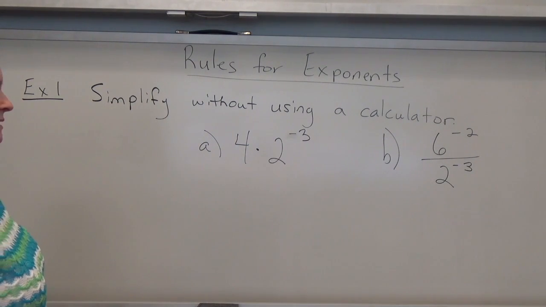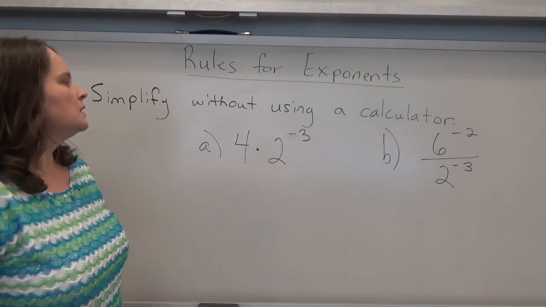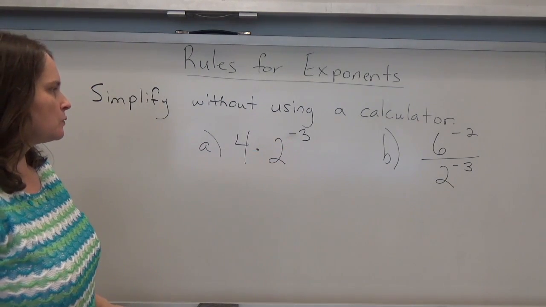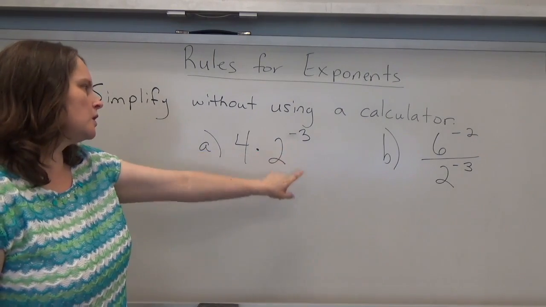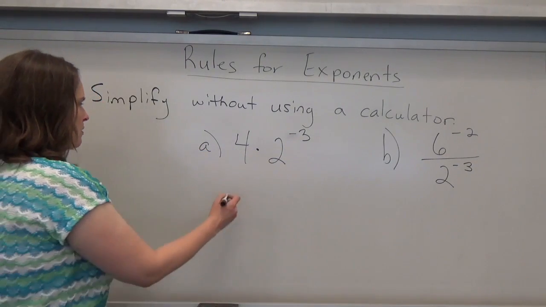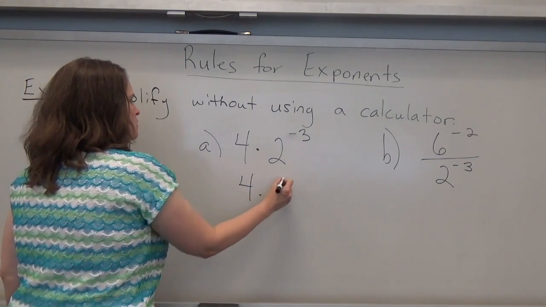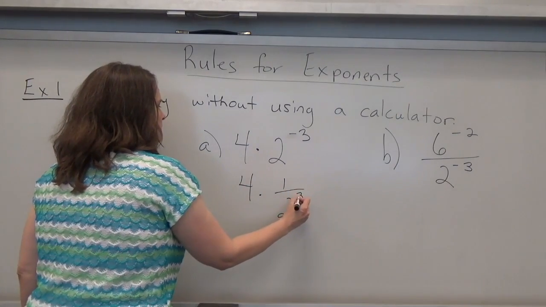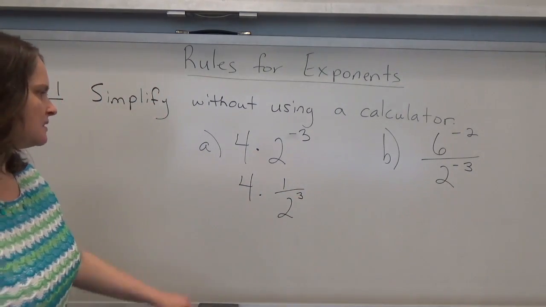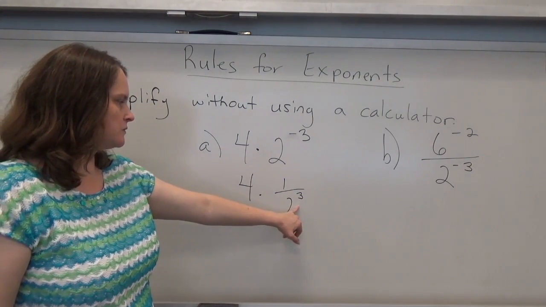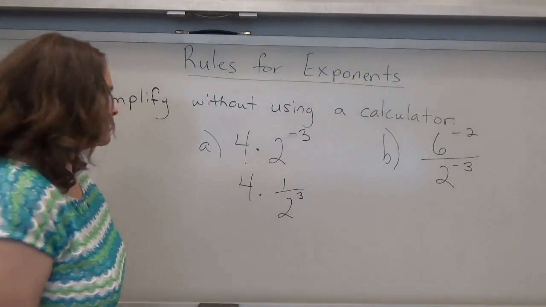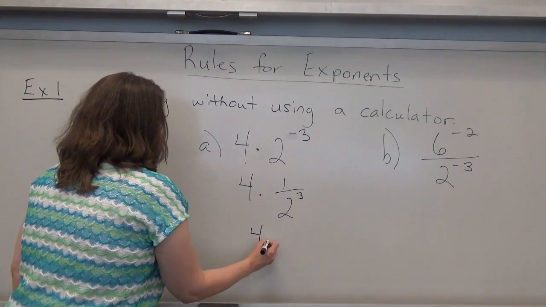The first thing I notice is my negative exponent. The negative exponent rule tells me that I can rewrite 2 to the negative third as 1 over 2 to the positive third power. So we've got 4 times 1 over 2 to the third. Rules for exponents tell me to go ahead and handle any exponents first. So 2 to the third gives me 8. 4 times 1/8.